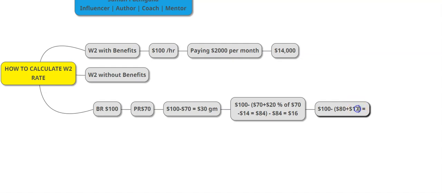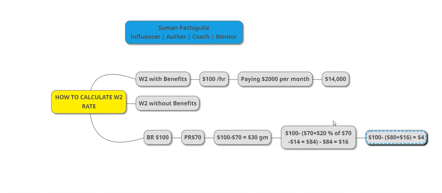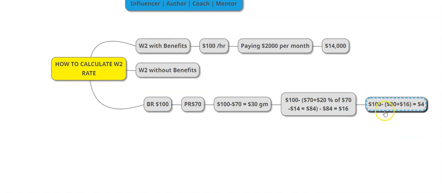If it is $80, it will become how much? $16, so it is 96. If it is 96, you are making $4 net margin. So this is how you are going to calculate your W2 rates when you are paying. If it is corp to corp, and 100 is your bill rate and 80 is your pay rate, that's it. You just have some 10% or 8% burden rate, and the rest will be your net margin.